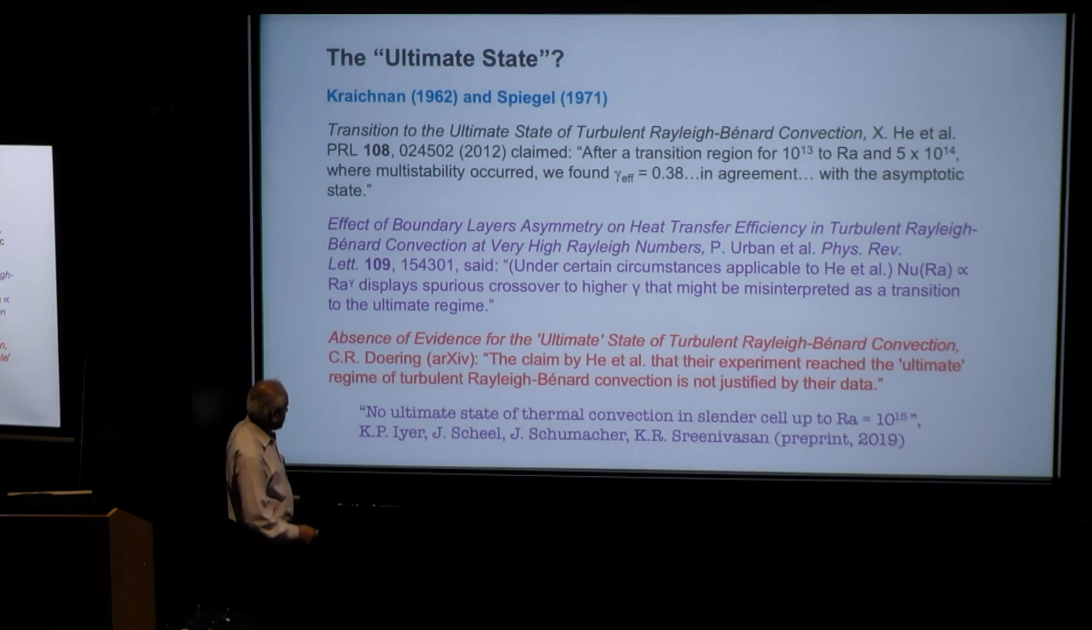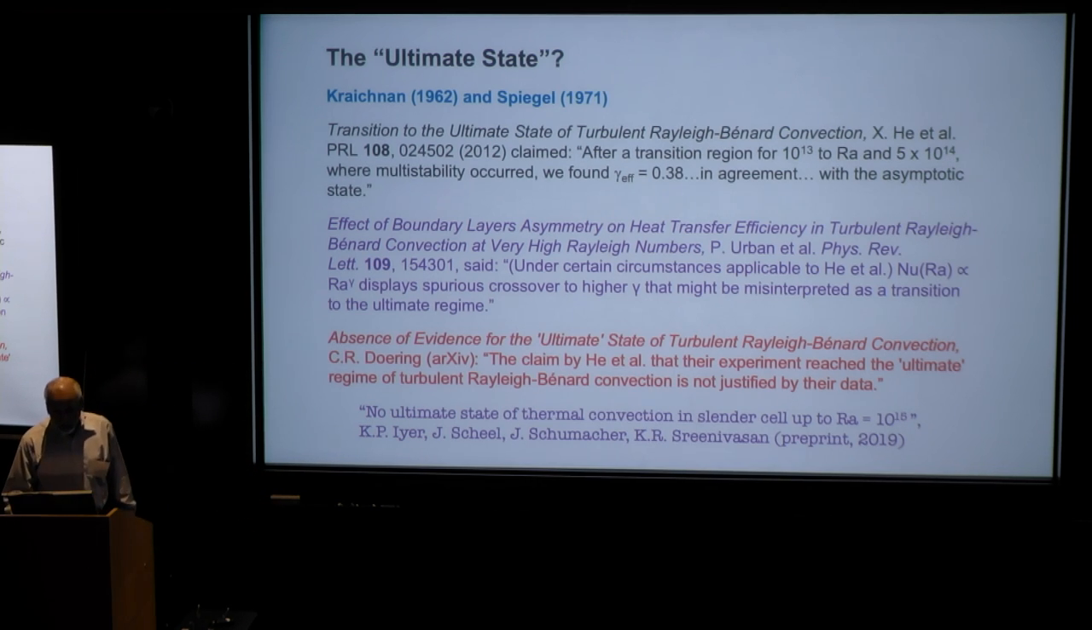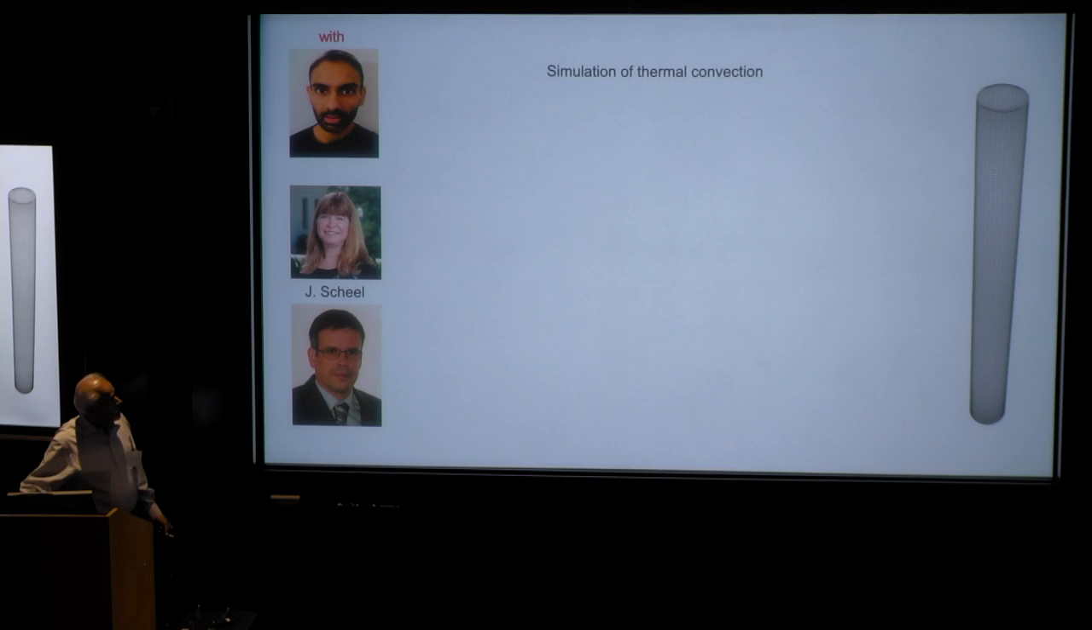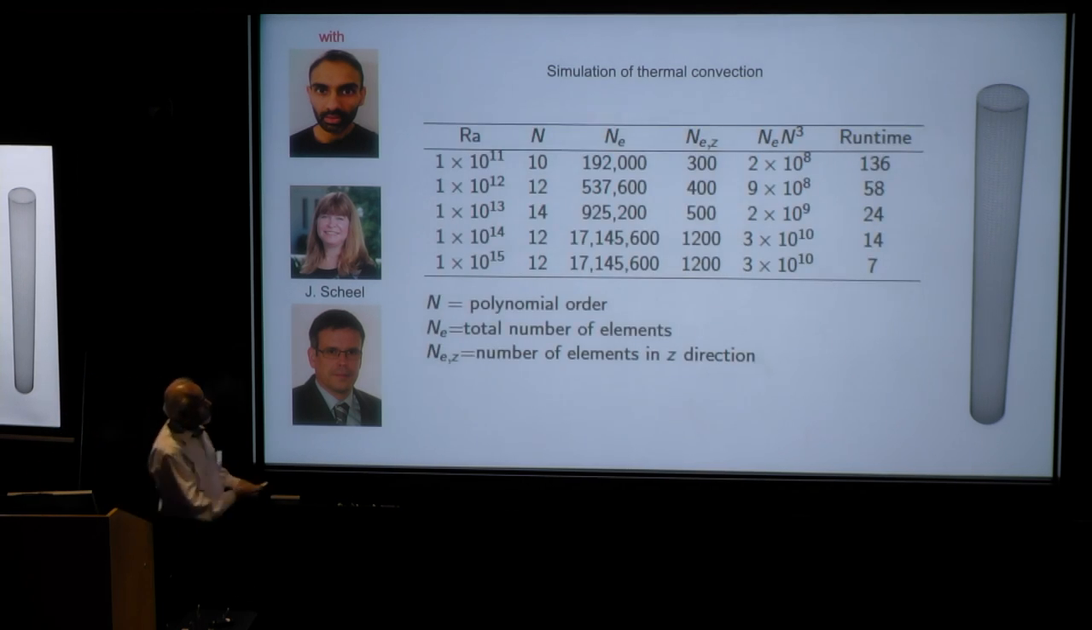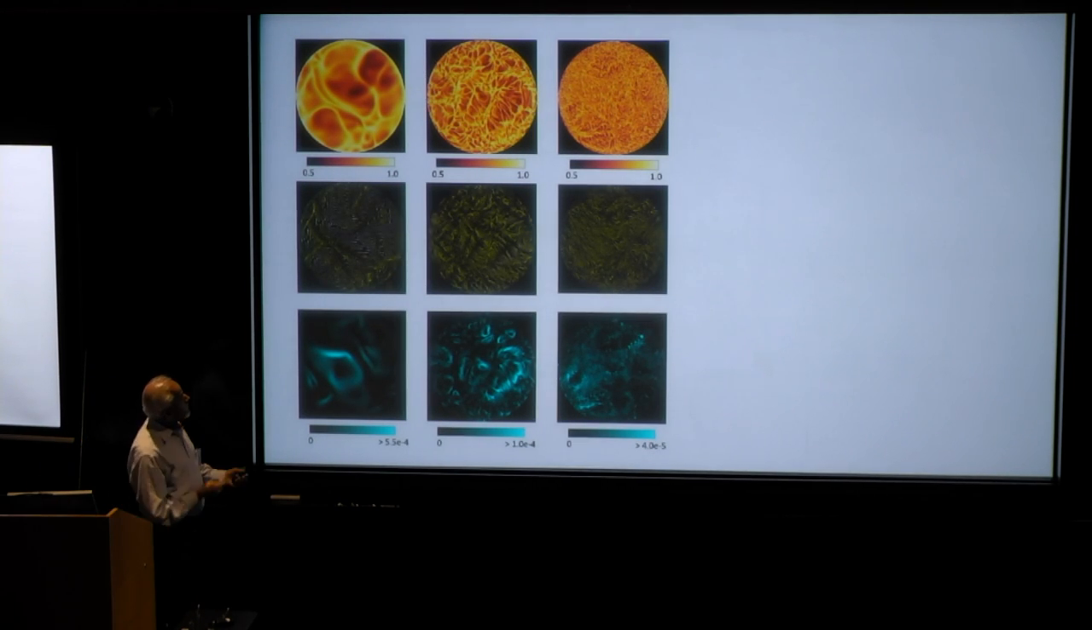But in this paper, one more slide is all I have. The title already suggests to you what we actually find. And again, we did this using very large scale simulations. You see, these are the number of grid points, etc. And this is the result. So you have Rayleigh numbers 10 to the power 11, 10 to the power 13, and 10 to the power 15.